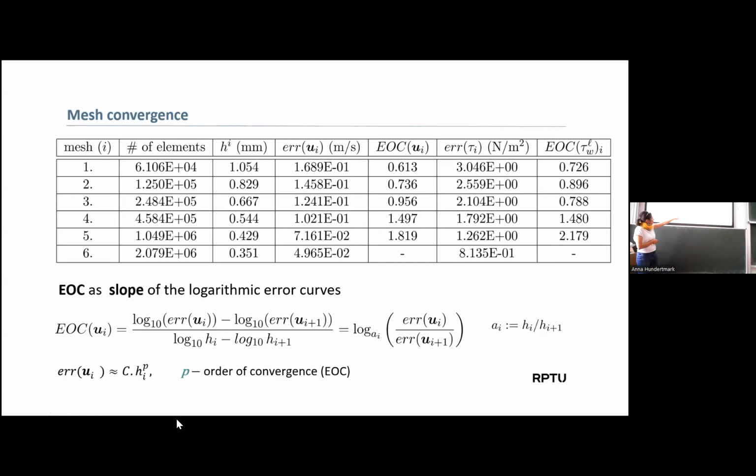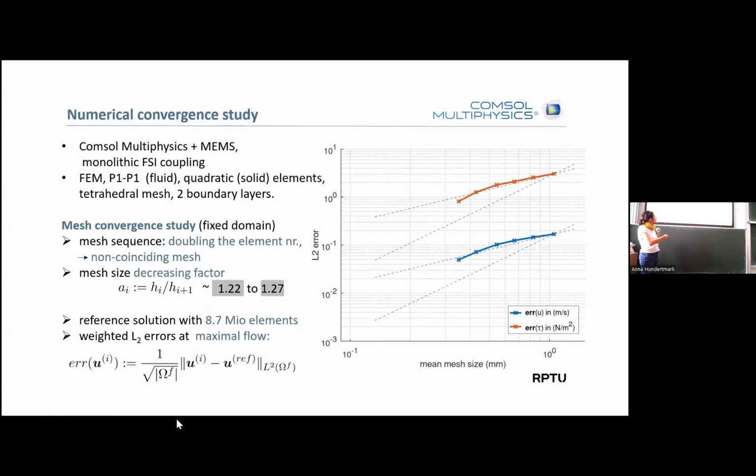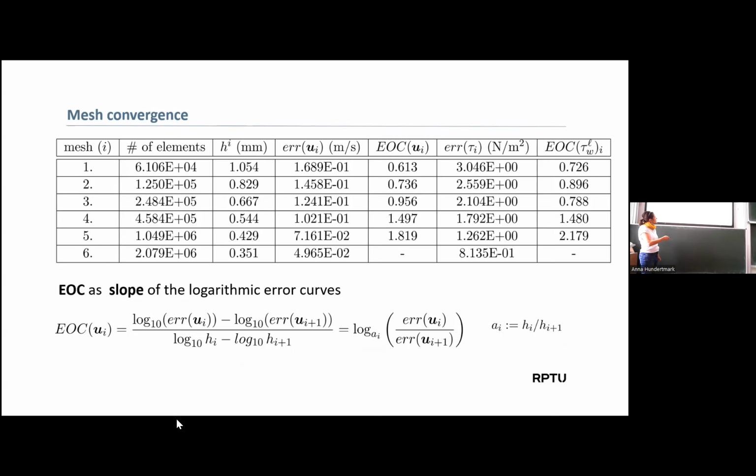If you look at this formula, this p is the logarithm to the base of the ratio of two errors. In other words, this is nothing else than a finite difference, so the slope of the curves I presented before. The slope of the red and blue curve is exactly this finite difference, kind of approximative, and this is exactly the experimental order of convergence p.